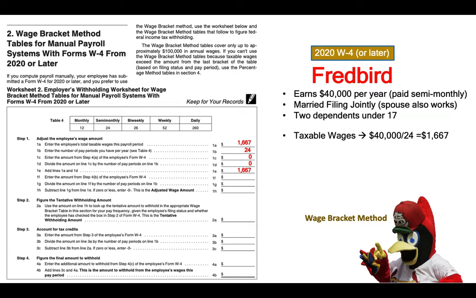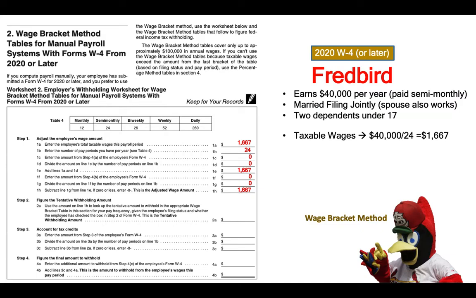Line 1F, enter the amount from Step 4B on the employee's Form W-4, which again, Step 4, we had zeros. And then divide that amount by the number of pay periods, which again gives us 0. And then we're going to subtract that from line 1E, so 0 subtracted from 1667 is 1667. So you could have numbers here in different scenarios, if you have numbers in step 4 on your W-4, but in this case, we didn't, for illustrative purposes.